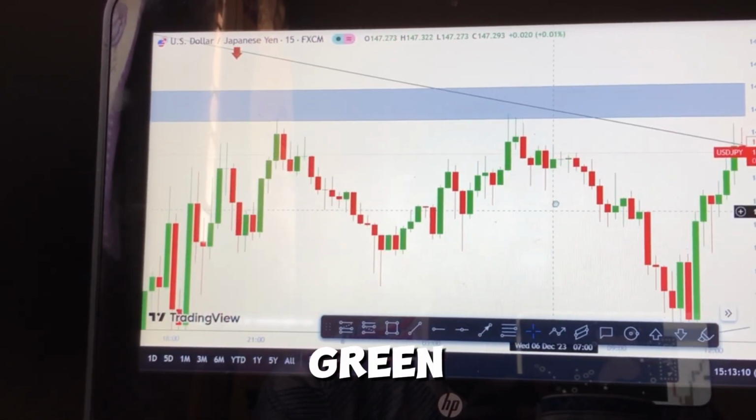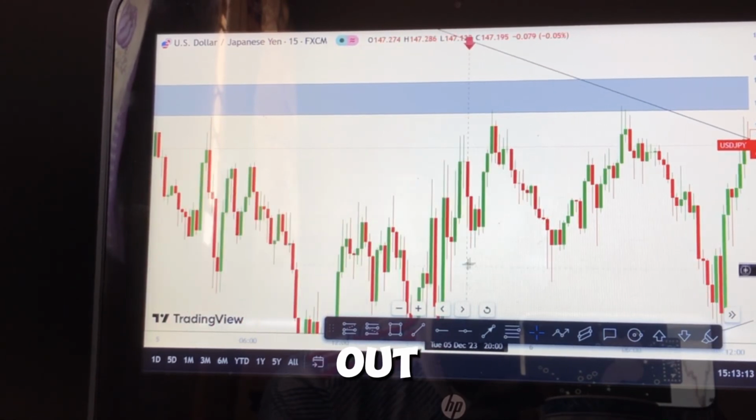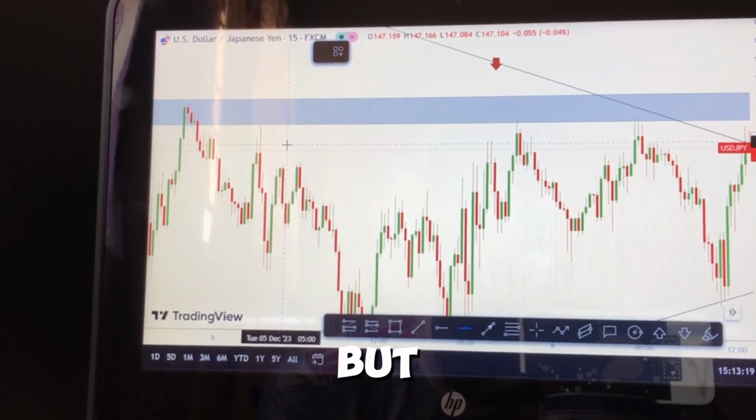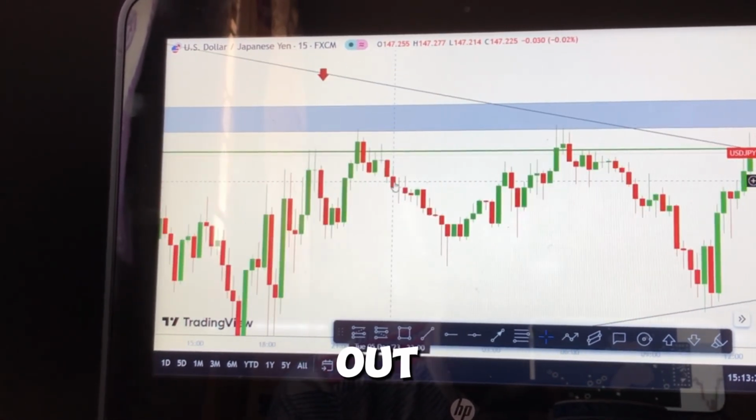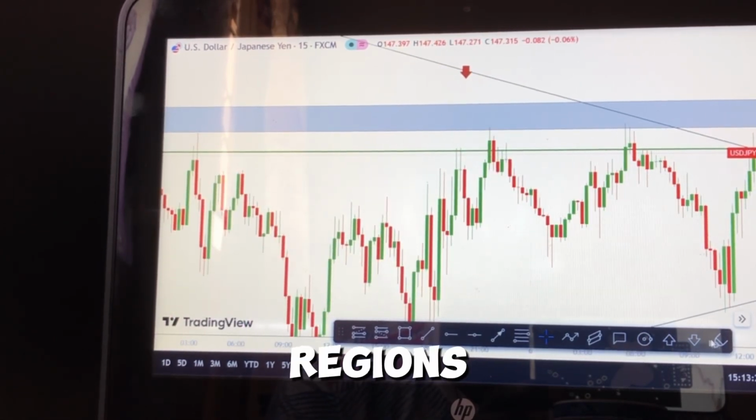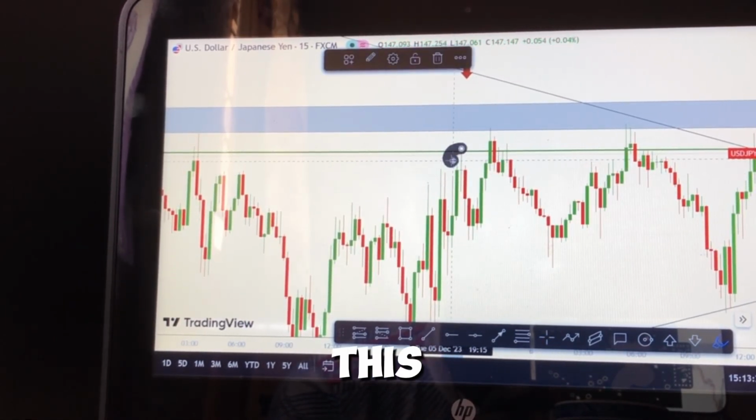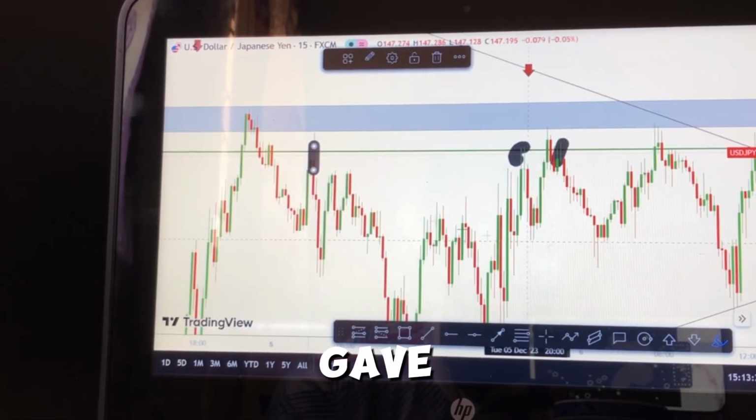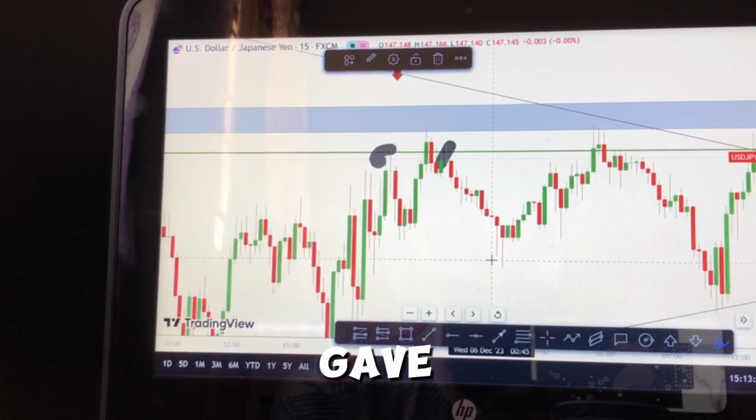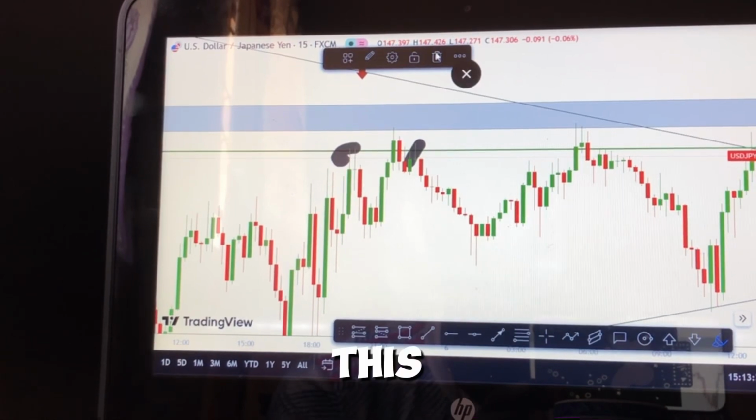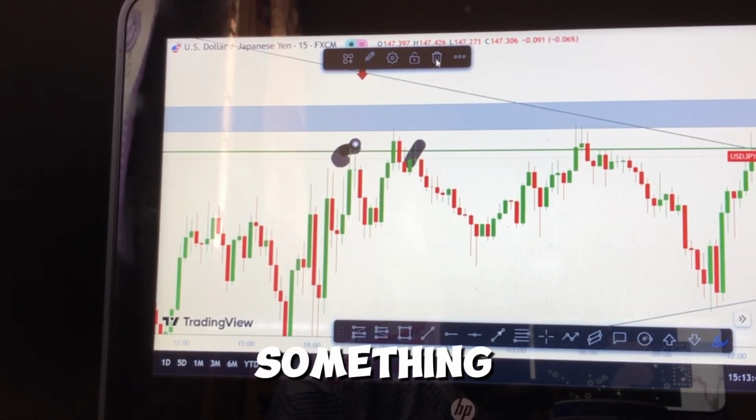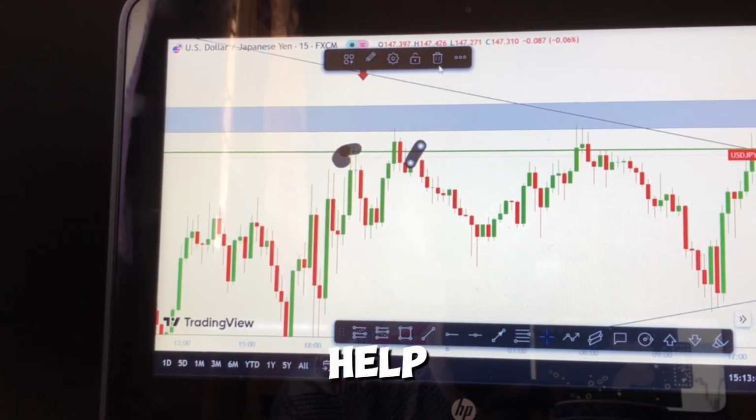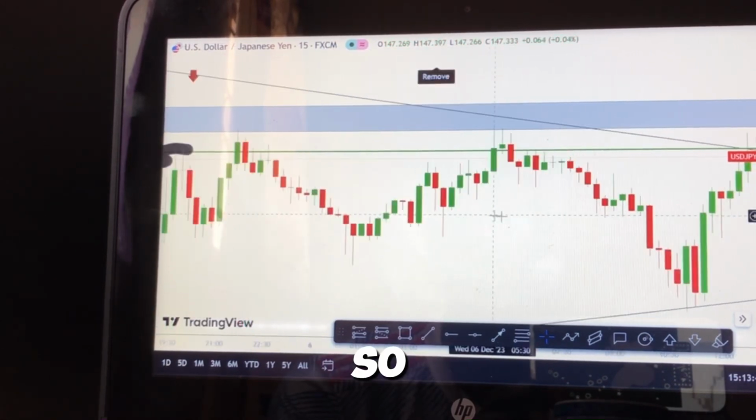After the closure of this red candle here, I managed to mark out a minor resistance. A minor resistance might not work, but basically I like to use them. Now this is what I marked out. I looked at these various regions. I saw this one, another one here, another one here. This gave me a confluence, and another one here. So this gave me a confluence that this is going to be something important, and that minor resistance might hold the market for some short time. So that gave me a confluence.